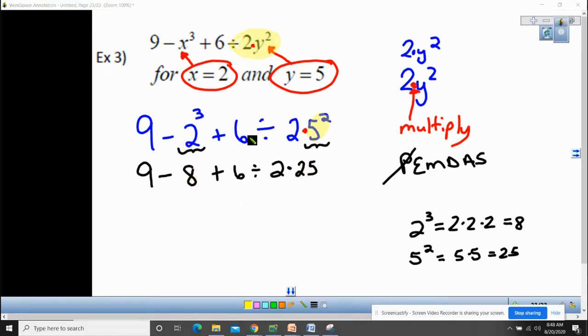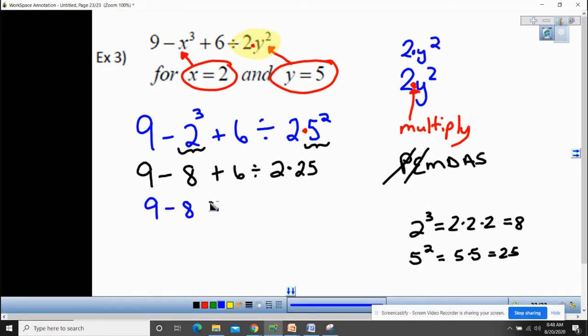Okay. I'm going to erase my highlights. Here we go. We're done with exponents. Multiply, divide. Yep, I have those in there. So work from the left to the right. This is 9 minus 8 plus 6 divided. I have to do the divide because I see it first. So everything here needs to come down.